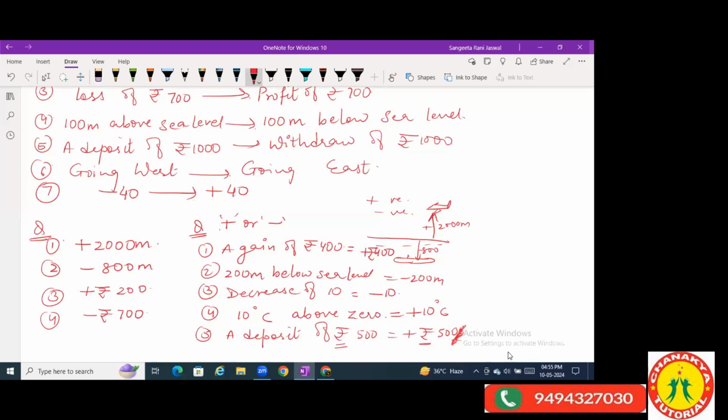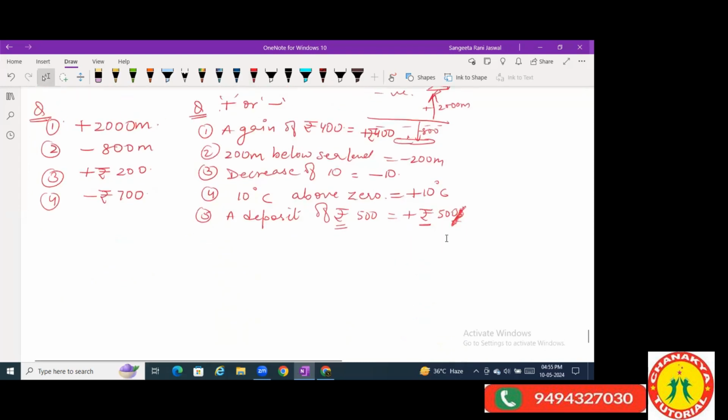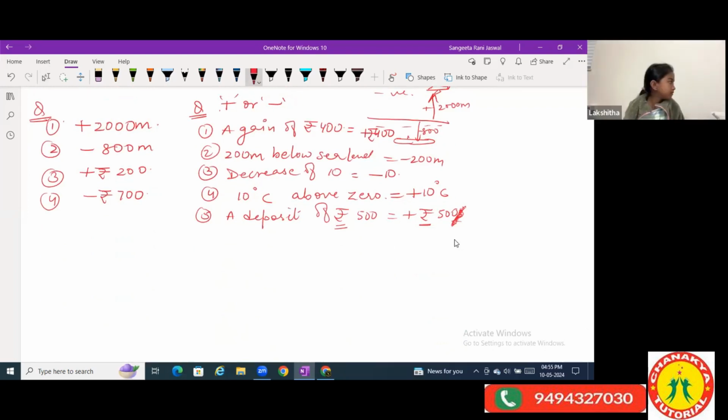Okay, so let's take some examples from this. Now let's come to the number part. Now shall we do more examples of addition and subtraction so that the concept will be more clear to you? Yes? Yes, ma'am.